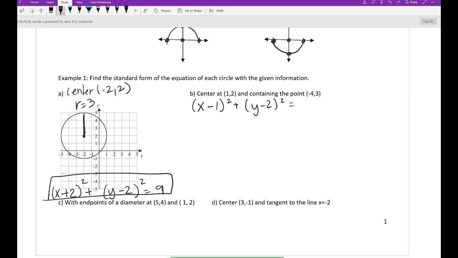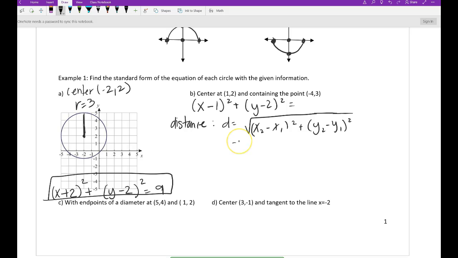Beautiful. Well said. If they gave you the center and the circle contains the point (-4, 3), the distance formula, anybody remember? Distance formula. I think d is equal to radical x2 minus x1 squared. Yep. And then plus y2 minus y1 squared. Beautiful. You guys agree? Yeah. And by the way, no, this is not the only way to find the radius.